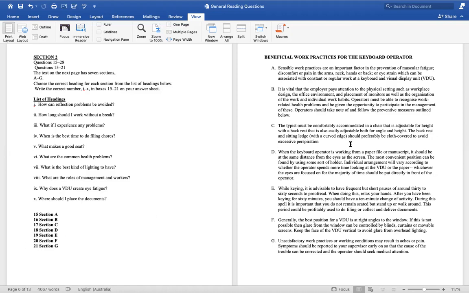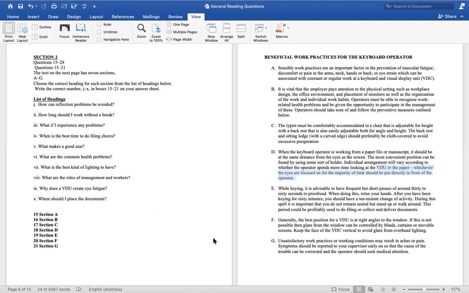Okay. So for 15, it is 6. That's the right answer. For 16, the answer is 8. That is correct. For 17, the answer is 5, which is correct. And for 18, the answer is 10, actually. What is the 18th? 18 is section D: when the keyboard operator is working from a paper file, it should be at the same distance. The 10th one is where should I place the documents? The operator spends most of the time looking at the VDU or the documents, so that should be put directly in front of the operator. So for 18, it is 10.